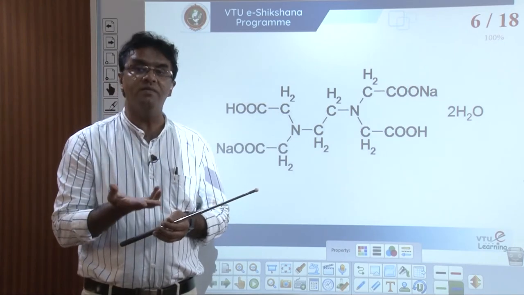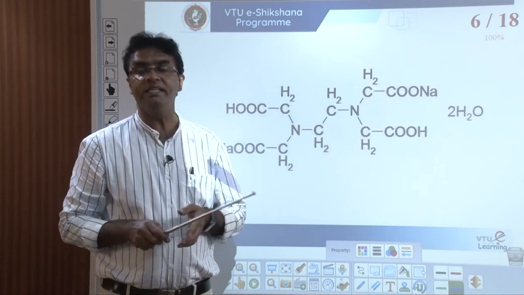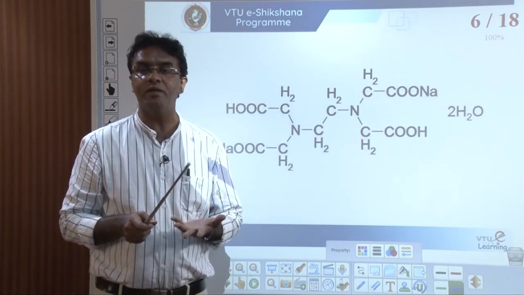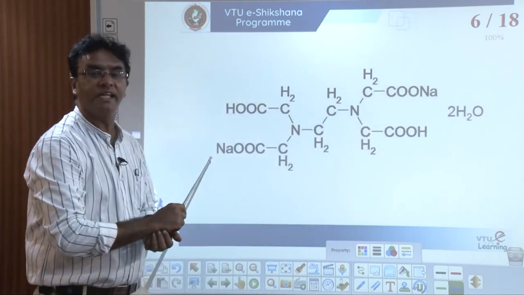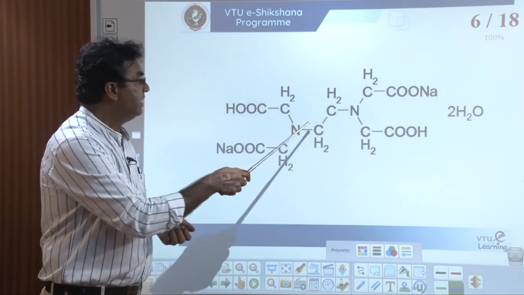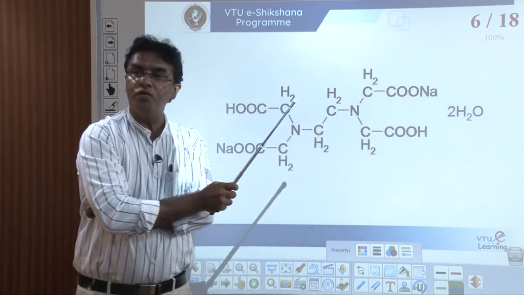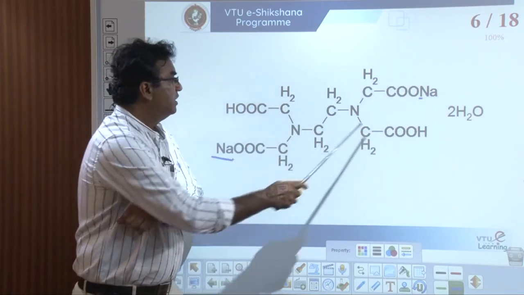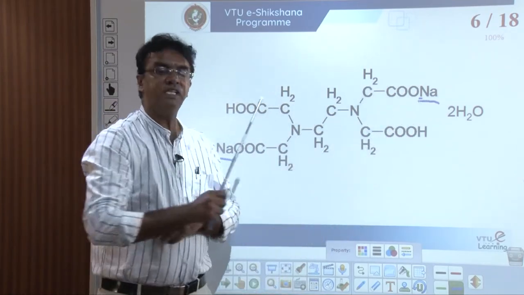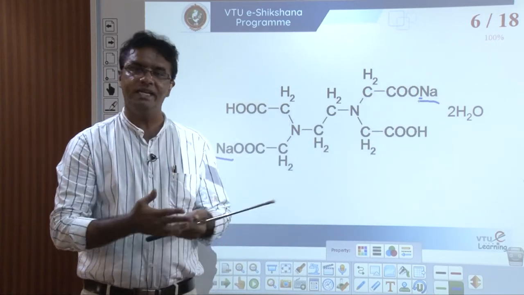In order to enhance the solubility while preparing the EDTA solution, instead of taking EDTA as a compound to prepare the standard solution, we use the disodium salt of EDTA. In original EDTA, there are four replaceable hydrogen atoms. Out of four, two are being replaced by sodium, thereby we have the disodium salt of EDTA. Disodium salt of EDTA, being a salt, is more soluble than EDTA.